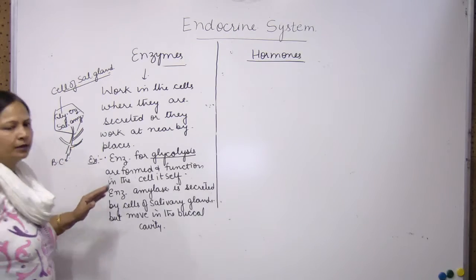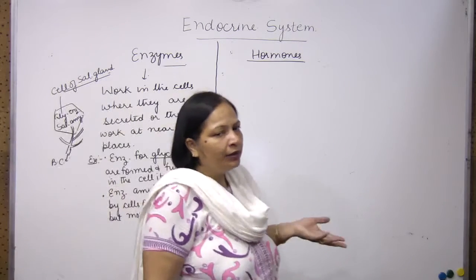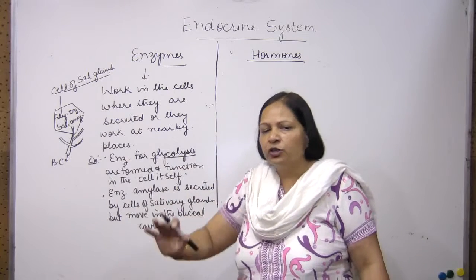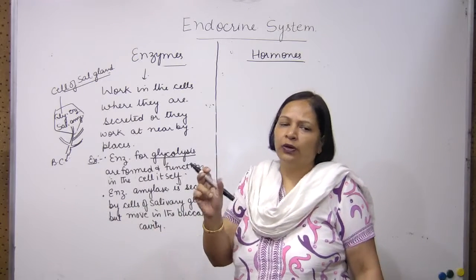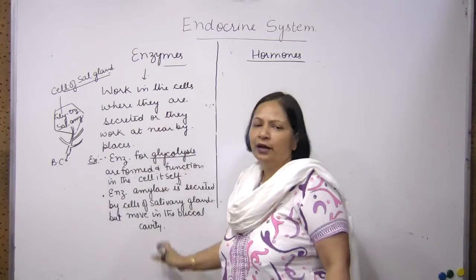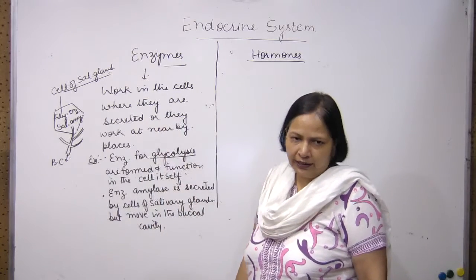So enzymes may work in the same cell or they work at other sites, but they reach the other sites through small ducts, and the other sites are adjacent to the exocrine glands, right?